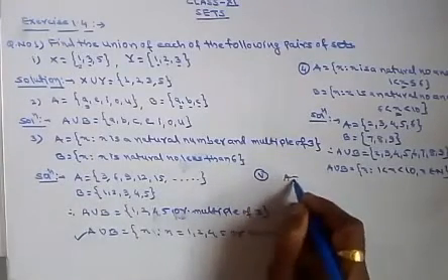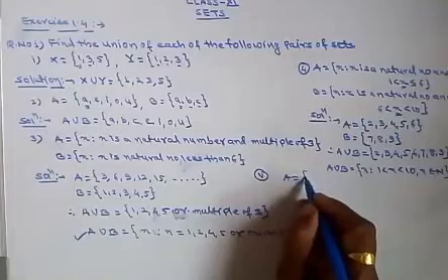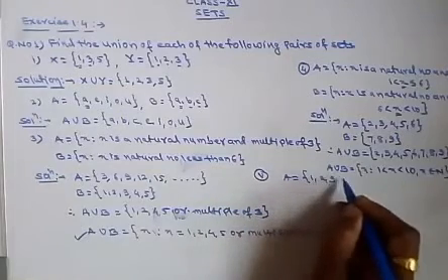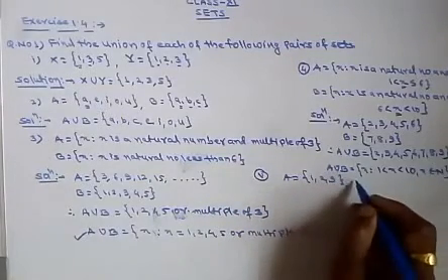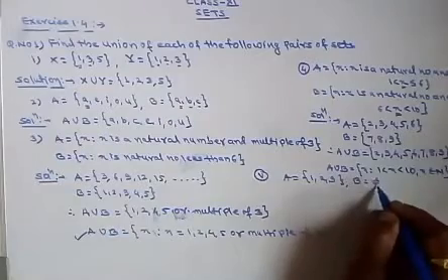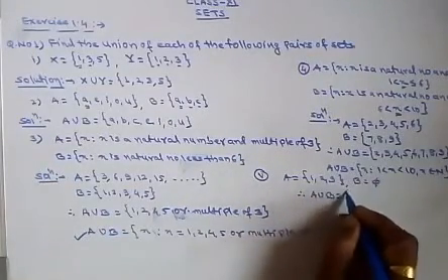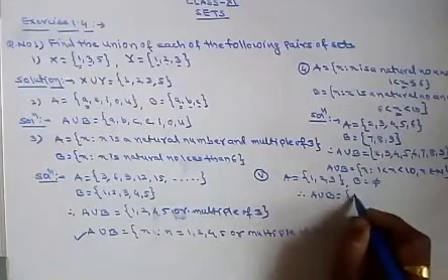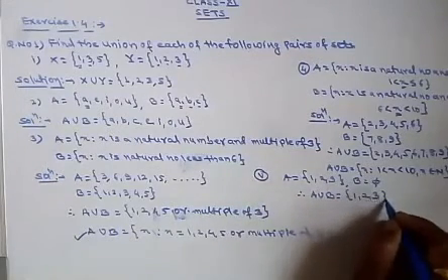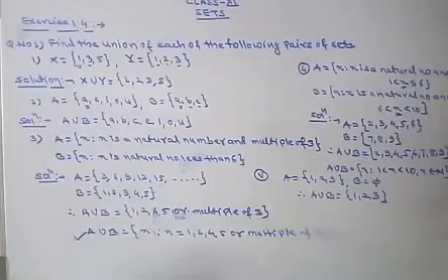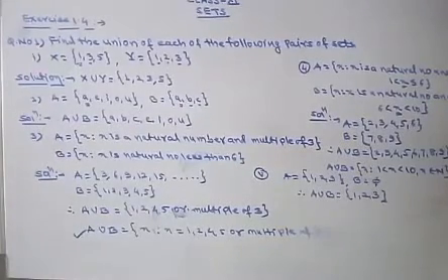Okay, then fifth, take fifth. A equals 1, 2, 3 and B is empty. Suppose B has nothing in it, therefore A union B will be equal to the combination of both: 1, 2, 3. Okay students, so in this way you can find the union of two sets.